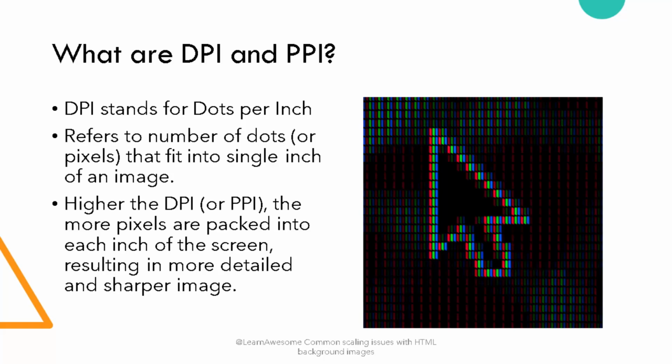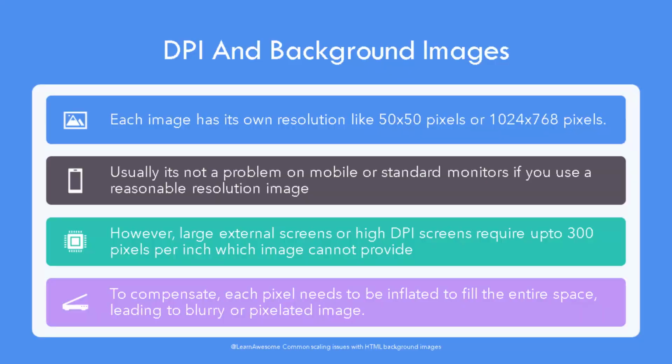A regular screen is nearly 100 PPI to begin with, but a Retina display, a high DPI screen commonly found on Apple devices, has a very high PPI, often 300 pixels per inch or higher. This means it can display much sharper images compared to regular displays. So, what does this mean for your website's background images?